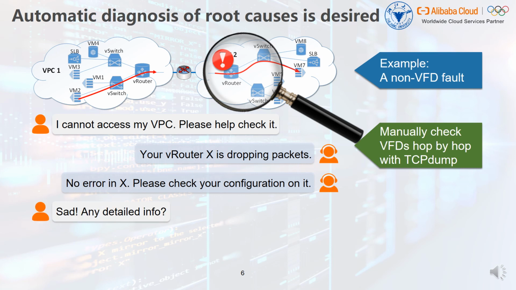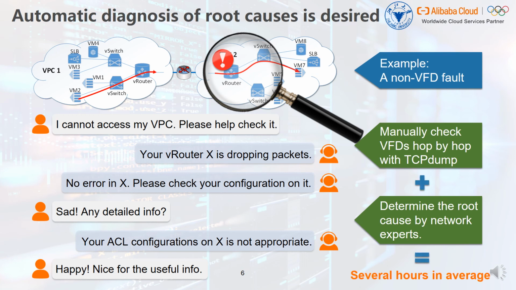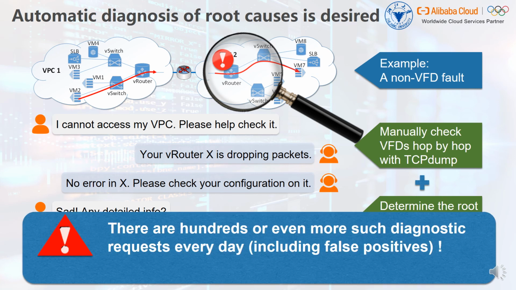For more detailed information, the network experts will further check and analyze the root cause. Finally, they find that it is due to the misconfiguration of ACLs. Such root cause is useful to quickly troubleshoot network problems. However, the manual diagnosis is time-consuming. In addition, there are hundreds or even more such diagnostic requests every day. Therefore, an automatic diagnostic system is in need.